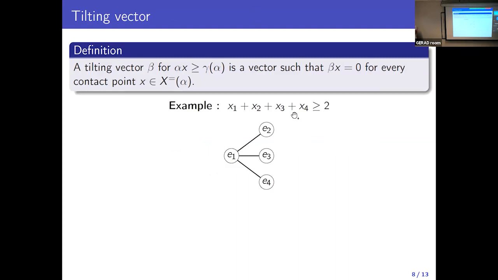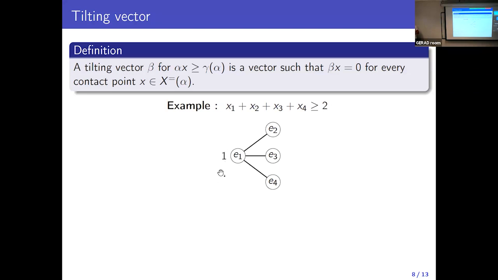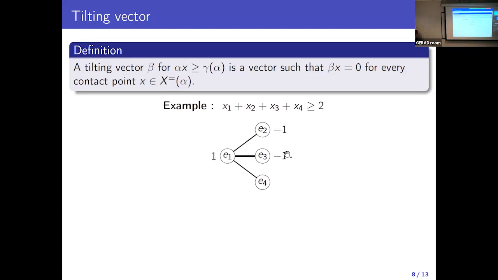So let's make an example with the earlier example. Remember, all of the edges here represent contact points. So let us try to create a tilting vector. Maybe put a 1 onto the first element. Then we know that, for example, for this cover, so for this contact point, we want the sum of the coefficients to be 0. So we have to put a -1 here, and all of the other constraints are going to force us to get -1 on all of the other elements.